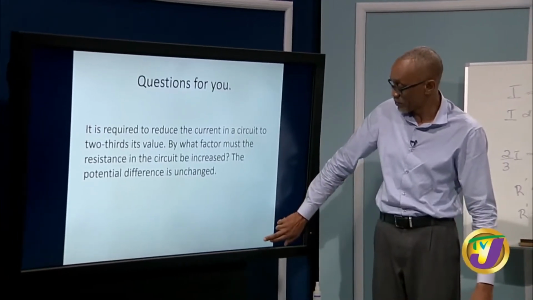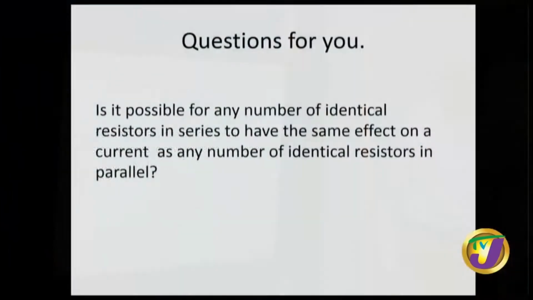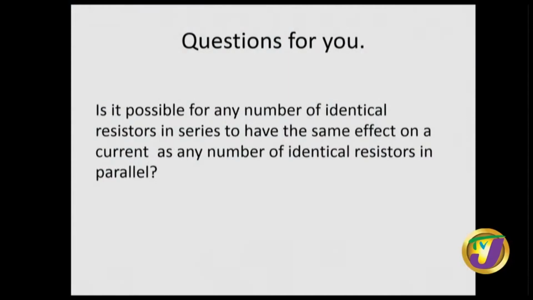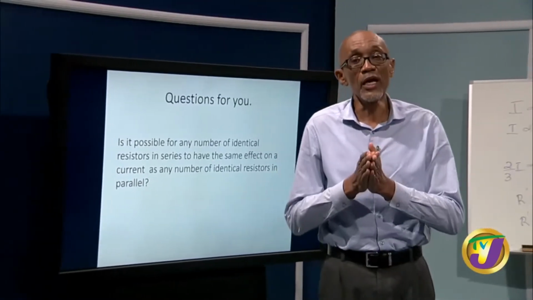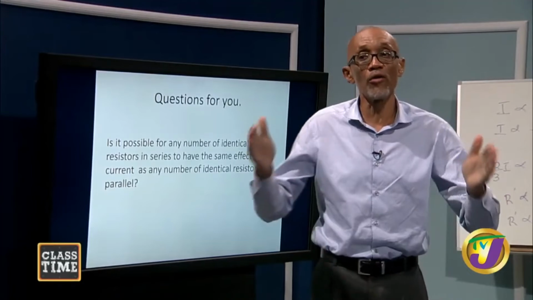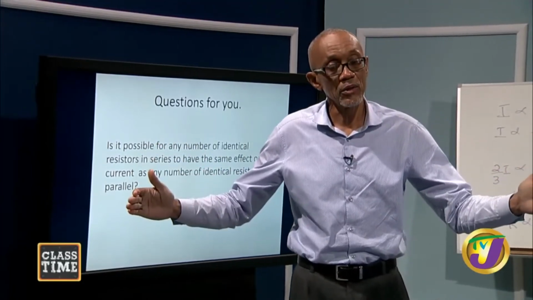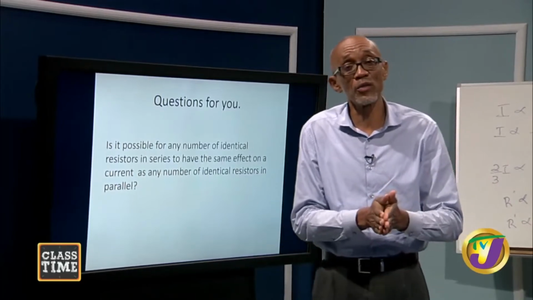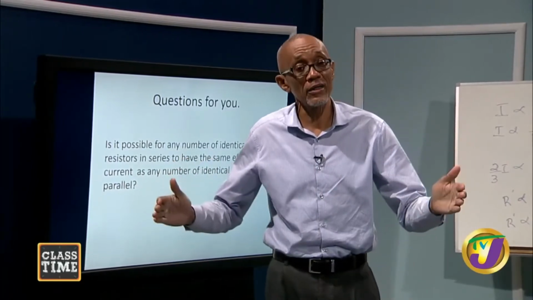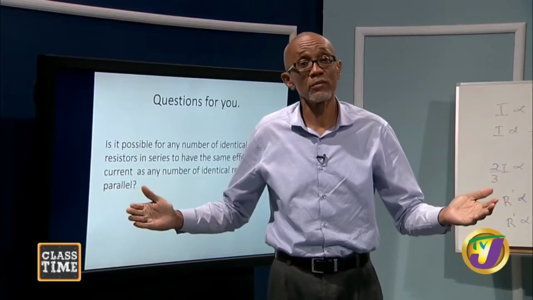All right. Here's another question. Is it possible for any number of identical resistors in series to have the same effect on a current as any number of identical resistors in parallel? Is it possible? Remember, in the series arrangement, the more resistors we add, the less current we have. For parallel arrangements, the more resistors we add, the greater the current.